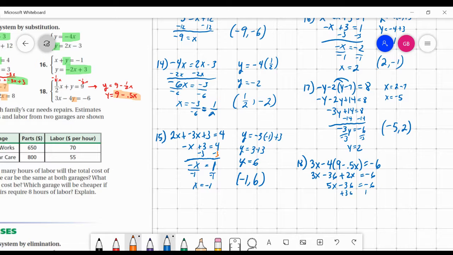Now I'm going to add 36 to both sides. Negative 6 plus 36 is 30. And then I'm going to divide by 5. So that means that x is 6. And if x is 6, I can plug it in to solve for y.